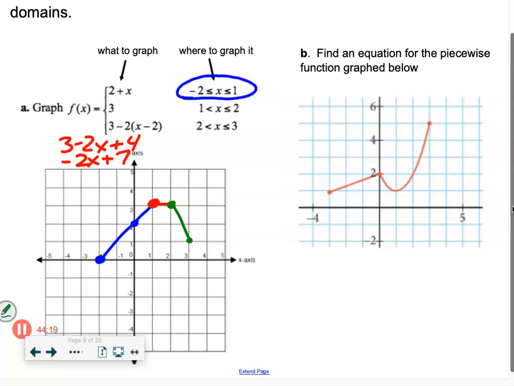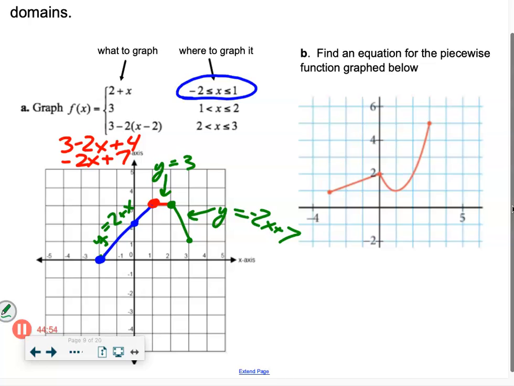Okay. So, 3 equations. So this is y equals 2 plus x. This is y equals 3. And this is y equals this whole big conglomerate, which is negative 2x plus 7, and you simplify it. I like to say this is what you graph, and this is where you graph it: 2 plus x from negative 2 to 1, then y equals 3 from 1 to 2, and y equals this one from 2 to 3. And that would be your piecewise function.